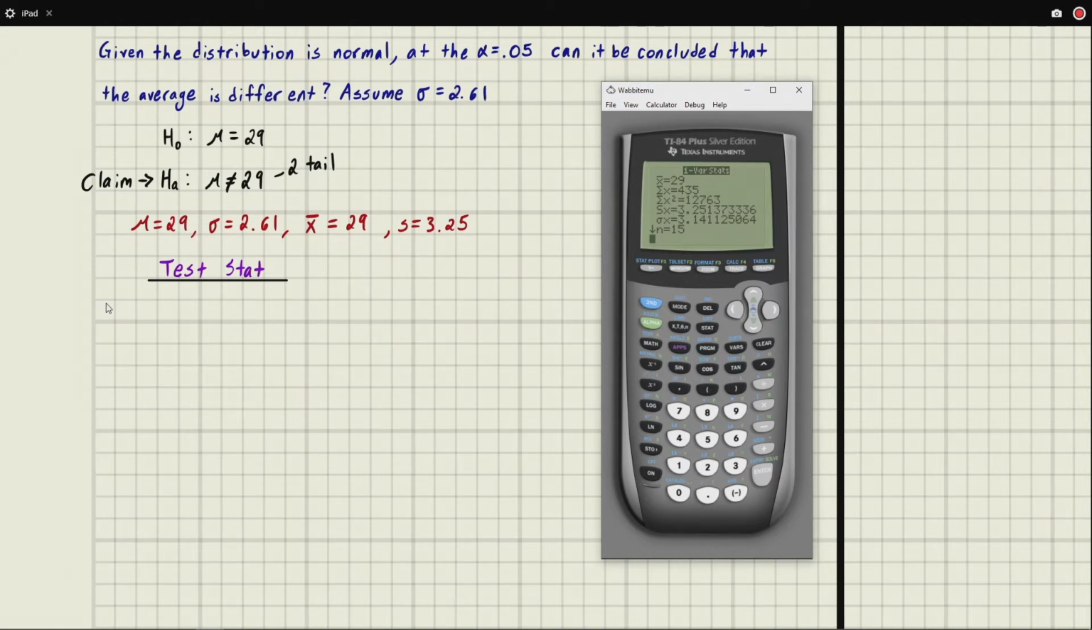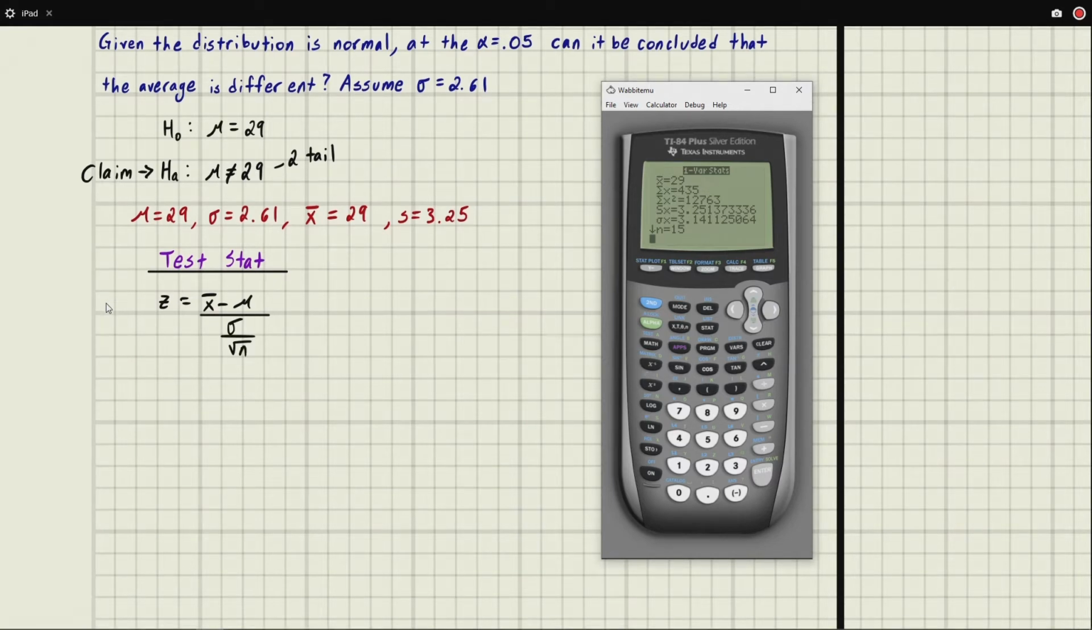So the formula is a z-test. So we're going to do z is equal to, and you could look this up if you don't remember it, but it's the sample mean minus the population mean, all over sigma divided by the square root of n. Now, actually, I don't think we actually needed this. That's just a big bonus right there.